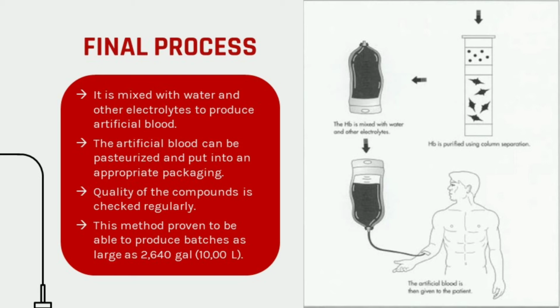Besides, various physical and chemical properties of the finished product are checked, such as pH, melting point, moisture content, etc. This method of production has been shown to be able to produce batches as large as 2,640 gallons or 10,000 liters.